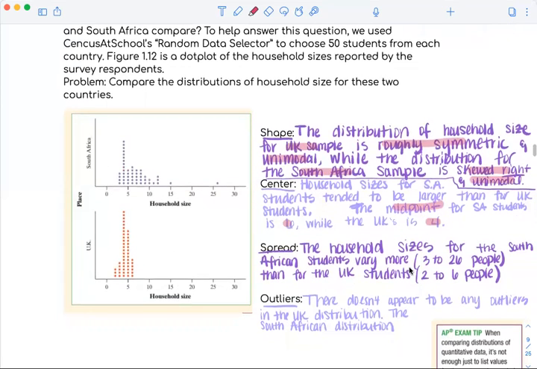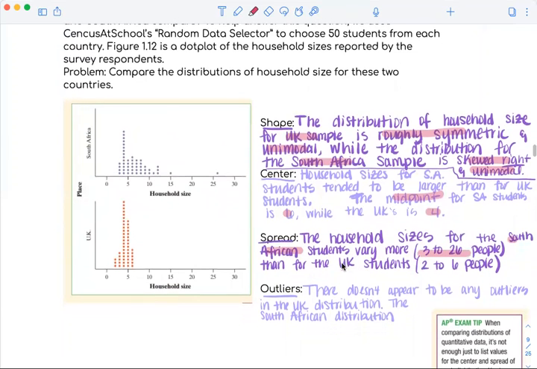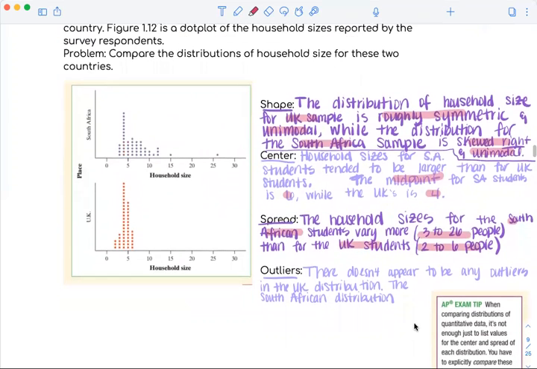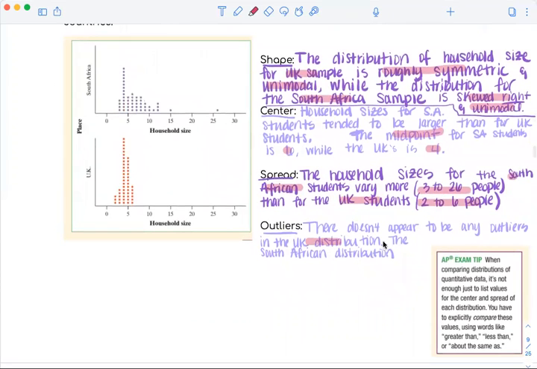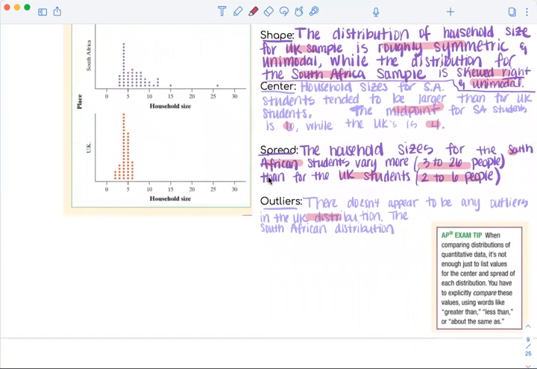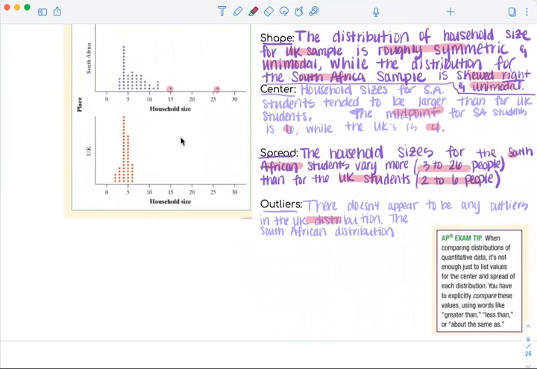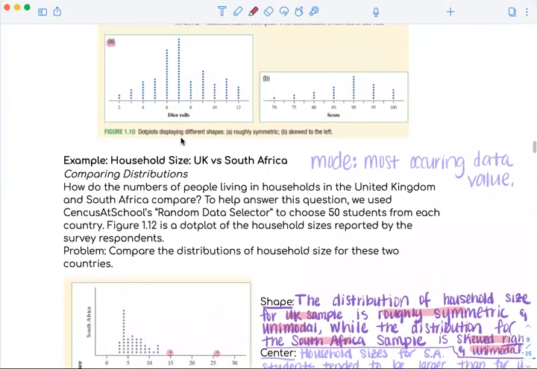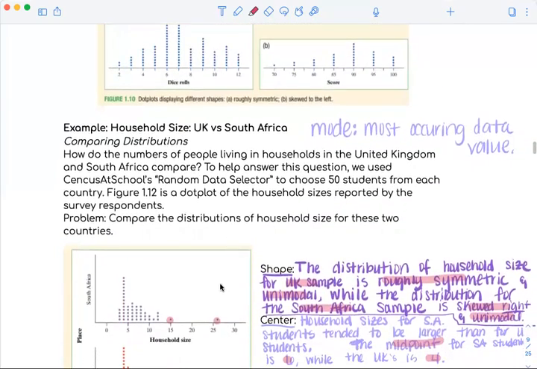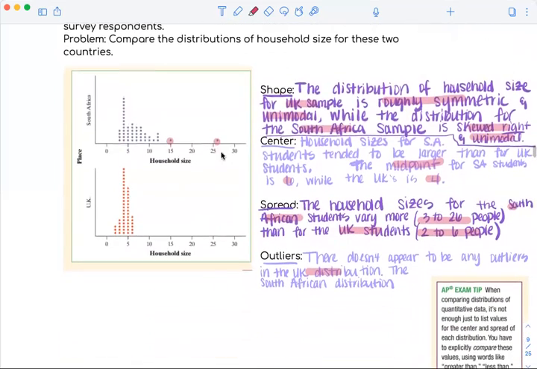It makes sense when you have it stacked like this that the household sizes for South Africa are slightly larger. The spread: household sizes for South Africa vary more, 3 to 26 people, and for the UK, 2 to 6 people. There doesn't really appear to be any outliers in the UK distribution. The South African distribution has a couple outliers. I guess I forgot to finish this. The South African distribution has what appears to be 2 outliers, one at 15 and one at, I believe, 26. So make sure you write that down. Yeah, that's 26. We didn't get a list. So yeah, one at 15, one at 26.